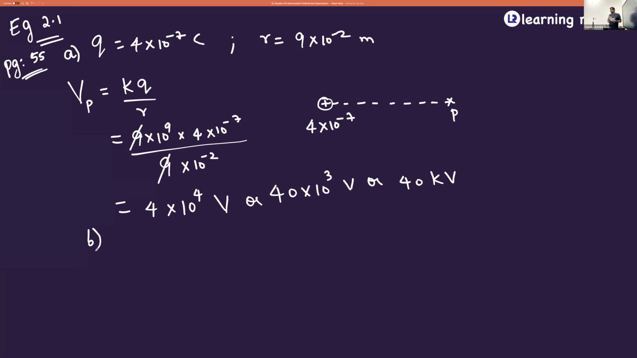Whenever there is a question of work done where one charge is moved from infinity to a point, there are two ways in which you can solve. One is to directly calculate the potential energy, take the magnitude alone. When you calculate the potential energy, it is going to be Q naught Q divided by R, where Q is 4 into 10 power minus 7, Q naught is 2 into 10 power minus 9. You take that and substitute it here. That is one way.